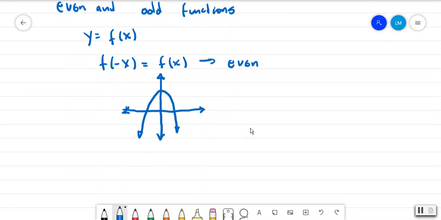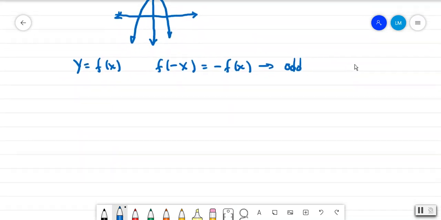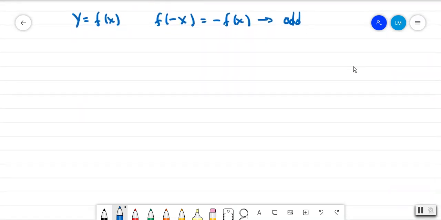But if we take a function y equals f of x and we have f of negative x equals minus f of x, well, this says that the function actually is odd. Whenever we have an odd function, basically the function is symmetrical to the origin.